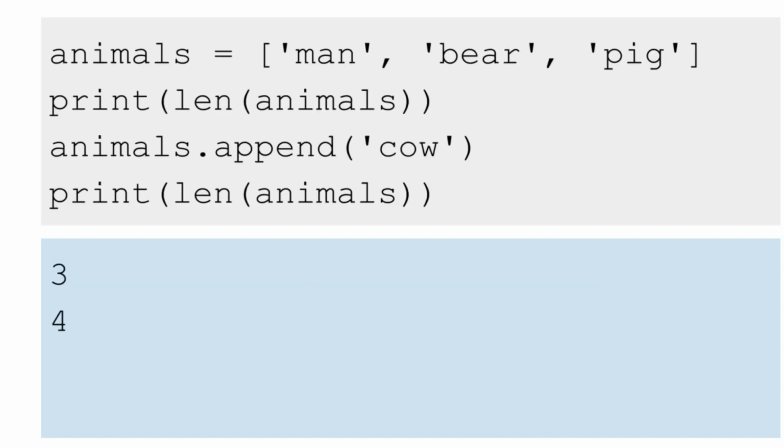To determine the number of items in a list, use the len built-in function and pass in a list. Here, our original list of animals contains 3 items. So when we print the len of animals, it returns 3. If we were to append another item to the list, like cow for instance, then the length of the animals list has grown by 1, and therefore print len animals returns 4.